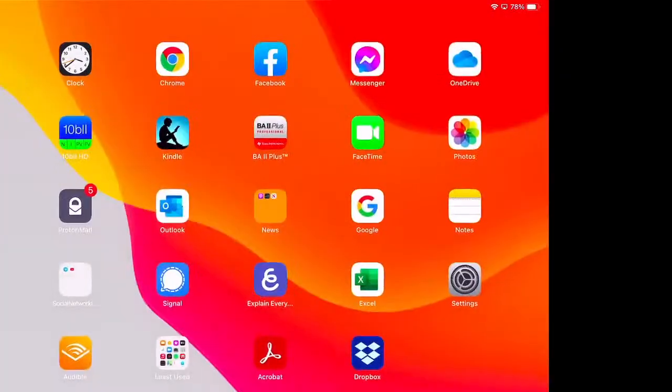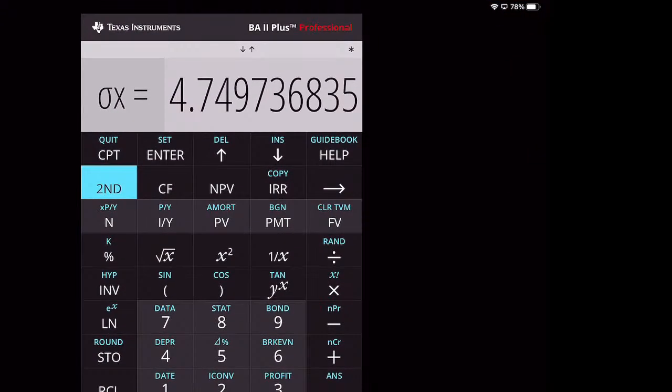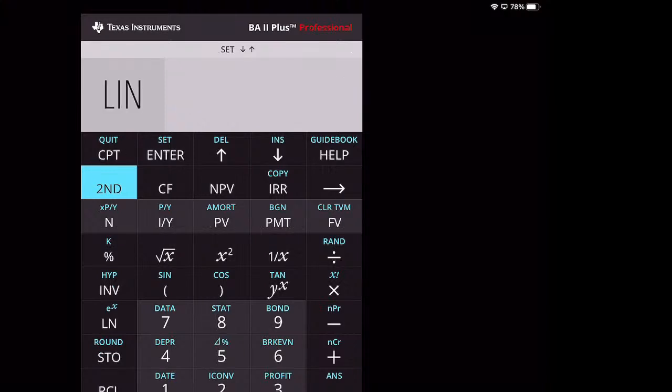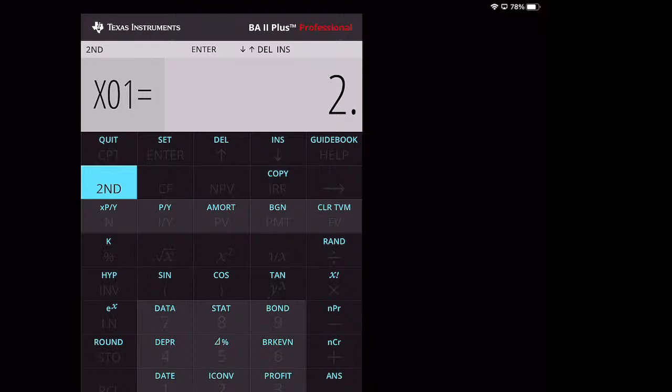So I'm going to go to the calculator. I'm going to enter these. I'm going to clear my work. So go to data and then clear work.